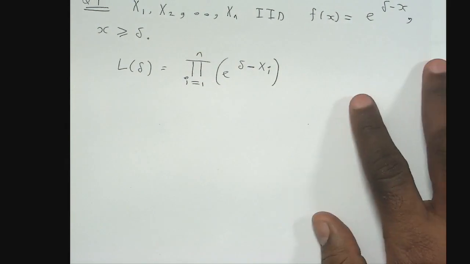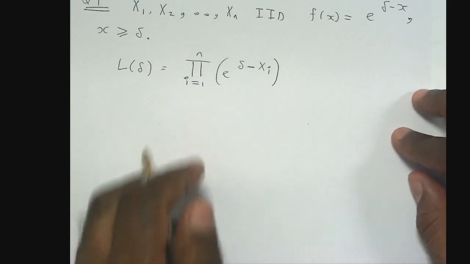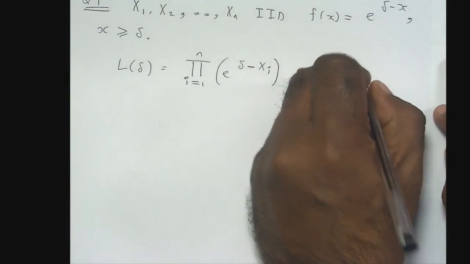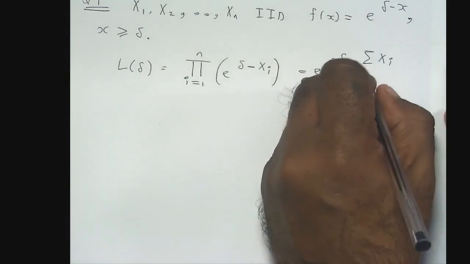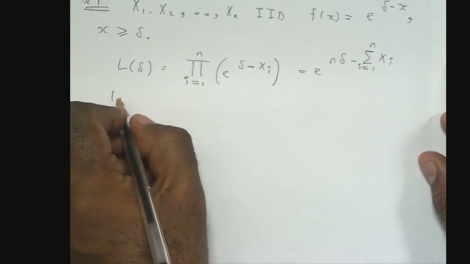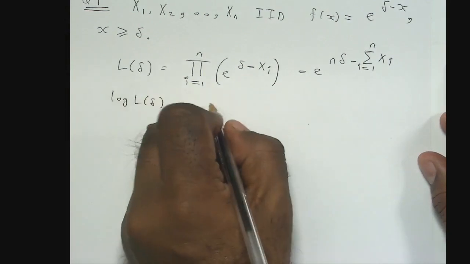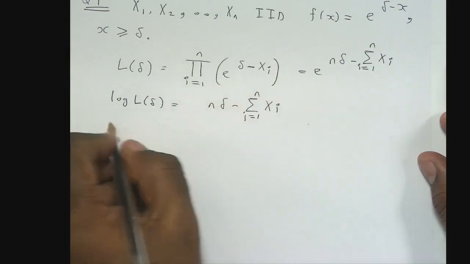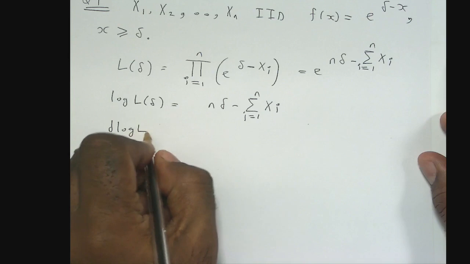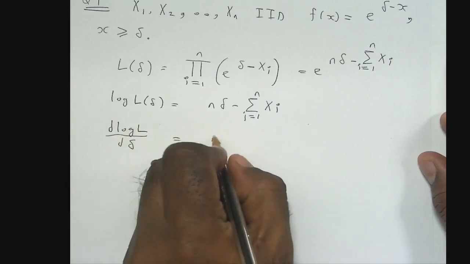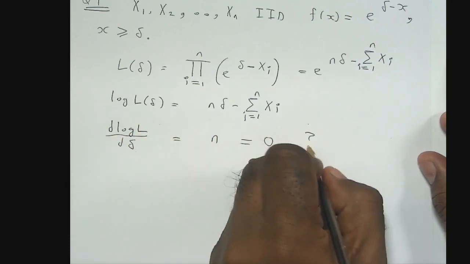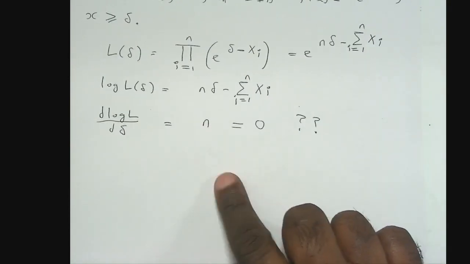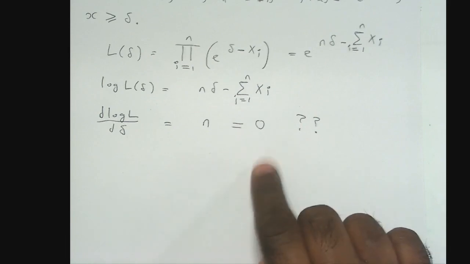Right, question 7. Let's try the standard approach first. The standard approach is to write down the log likelihood and simplify it. This is the simplified form of the likelihood. Take the log. This is the log of the likelihood. And then take the derivative of the log likelihood with respect to the parameter, which is delta, which is n. Setting this equal to 0 makes no sense at all. It's complete nonsense that n equals 0, right? So what this means is that the standard approach does not work.